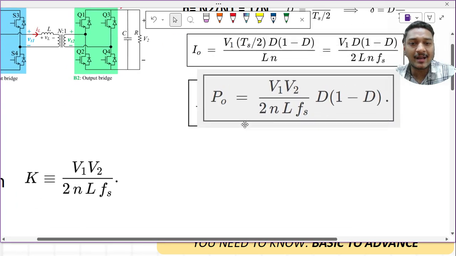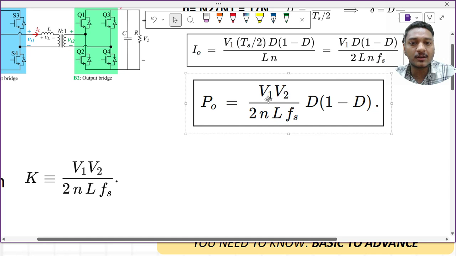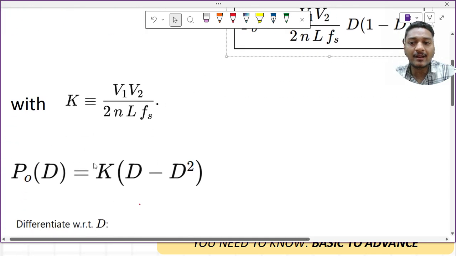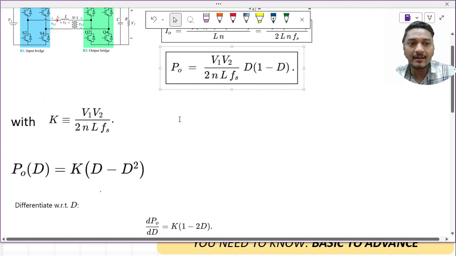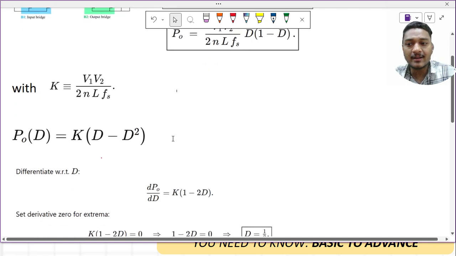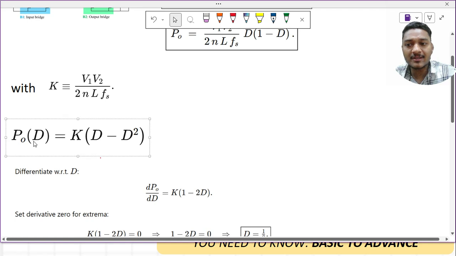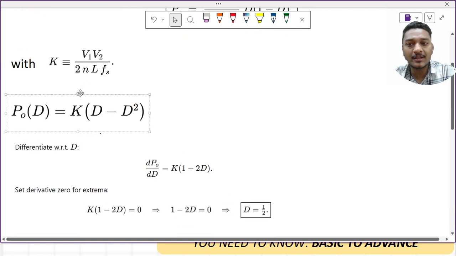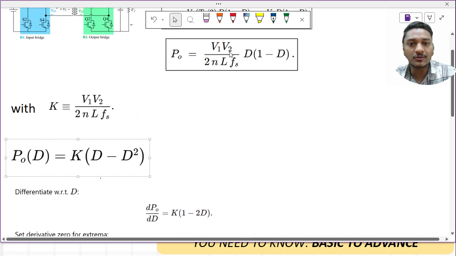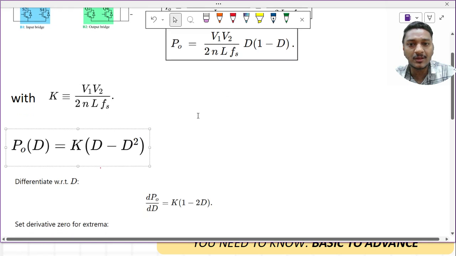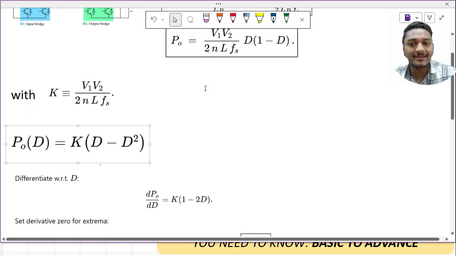Let us mark this particular term as K, and take the derivative of P naught with respect to D, because D is the phase shifting parameter which is going to change, and the rest I am assuming to be constant. So what I have written here is that P naught of D is nothing but K times (D minus D square), and this overall term I marked as K.